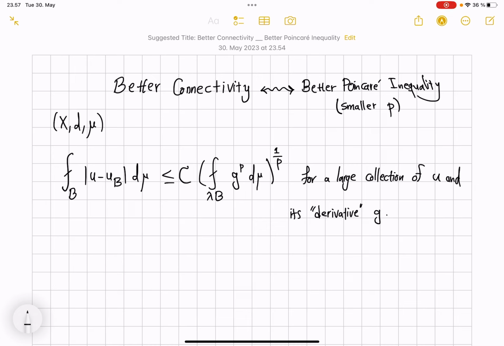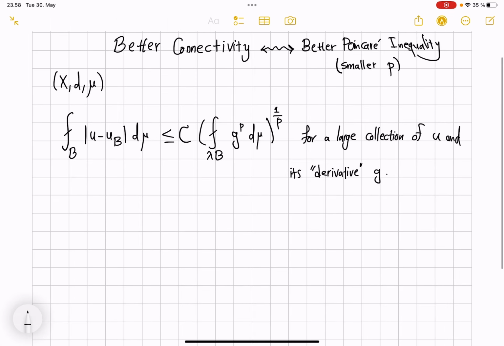Recall that on a metric space X with the distance function d and a Borel measure mu, having a p-Poincare inequality means that for a large collection of functions and some notion of derivative on them, we have the universal inequality where the derivative's p integral basically controls the average oscillations of the function u. This is also sometimes called 1-p Poincare because there is the integration to power 1. It could also be a different constant, therefore there could also be q Poincare.